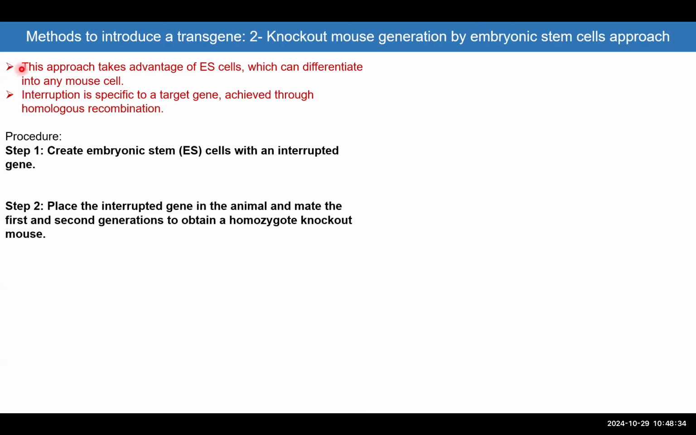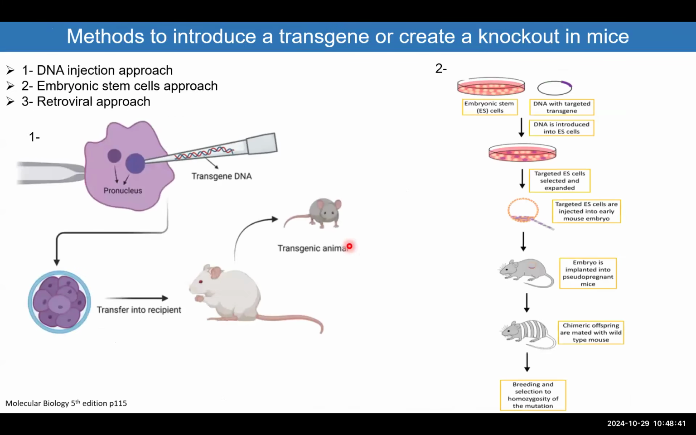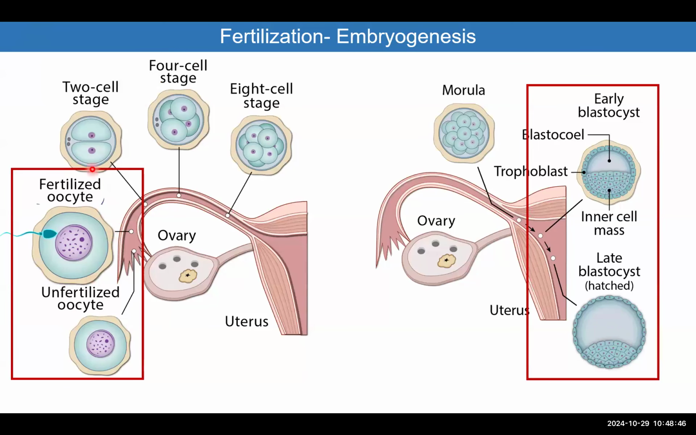In this approach, I want to go back a little bit on the slides. Recall that the DNA injection happens at this stage, just after the egg has been fertilized by the sperm, within the first 24 hours of the fertilization. The knockout is going to happen at this stage, from the blastocyst and up.